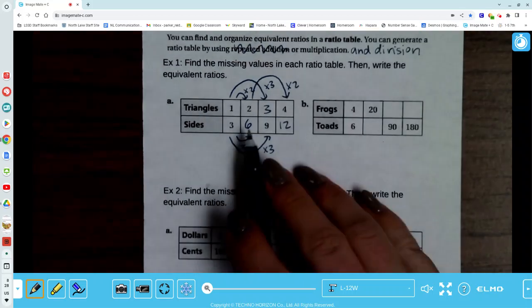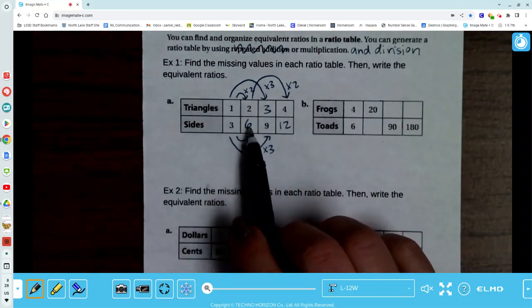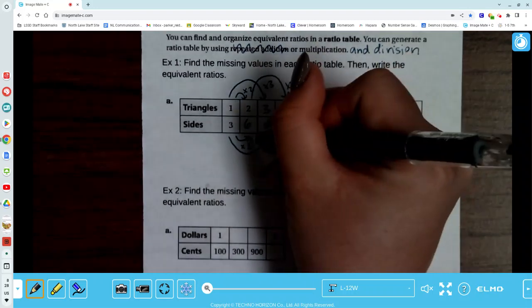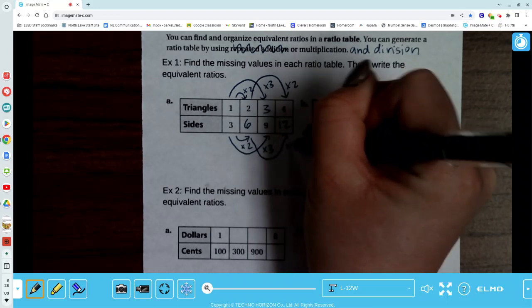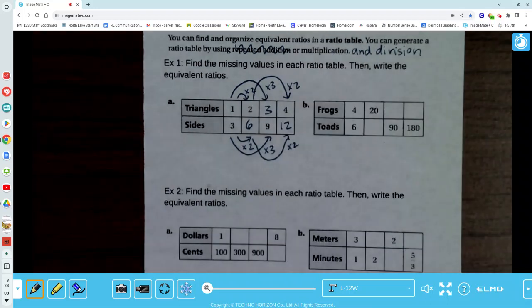That means if I started at the 2 on the top, I need to start at the number on the bottom that is underneath the 2. So at the 6. So 6 times 2, that's how we get 12. So we can see here, this one was kind of repeated addition. They were adding 1 on the top each time and adding 3 on the bottom each time.